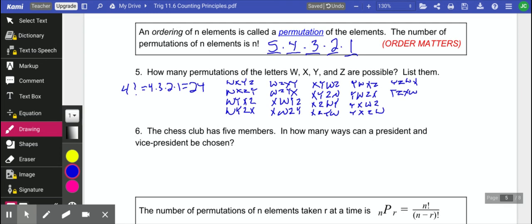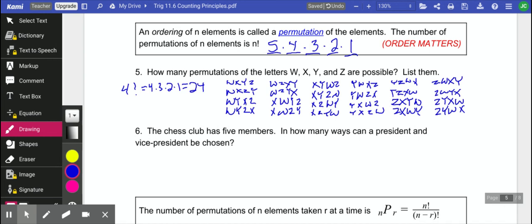The last letter we need to start with is Z. Z, X, Y, W, Z, X, W, Y, Z, W, X, Y, Z, W, Y, X, and Z, Y, X, W, Z, Y, W, X. There are the 24 of them.